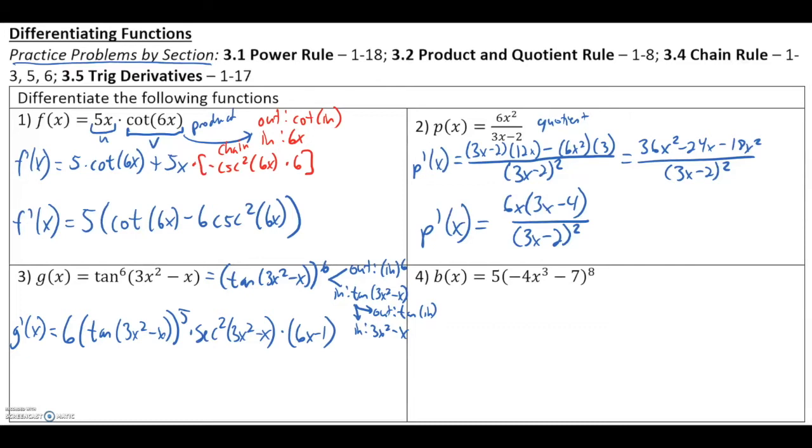Pull some things out to the front, leave the trig functions at the end of the function, we get something like this. Leave that constant 6 here, leave everything nice and factored, and then generally we'll go in order of power. Go secant squared of 3x squared minus x, and rewrite that tangent the way we normally see it. Tangent to the 5th of 3x squared minus x.